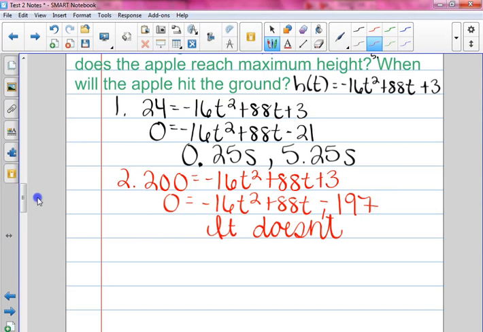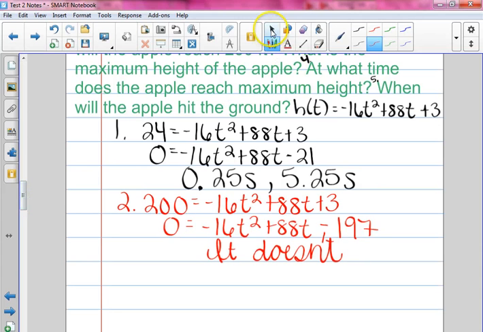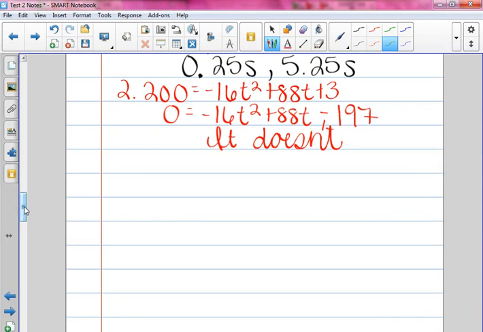Question 3 says, what is the maximum height of the apple? So now it wants to find the maximum height. Now something that's very important is you have manipulated this. You have changed it. You set it equal to 200. So when you find the maximum height, you have to use the original. And that is h of t equals negative 16t squared plus 88t plus 3. That's what I started with. That's what you have to use when finding maximums and minimums. You must use the original.